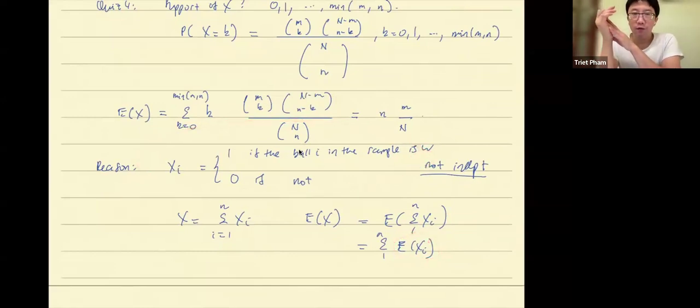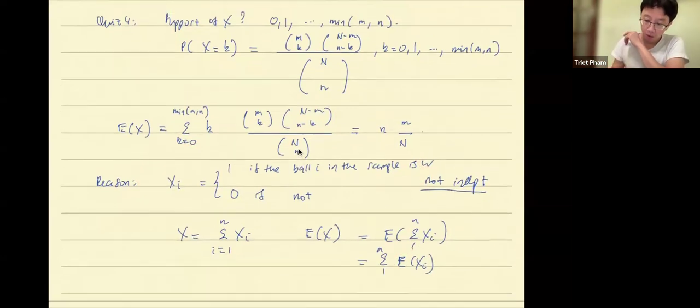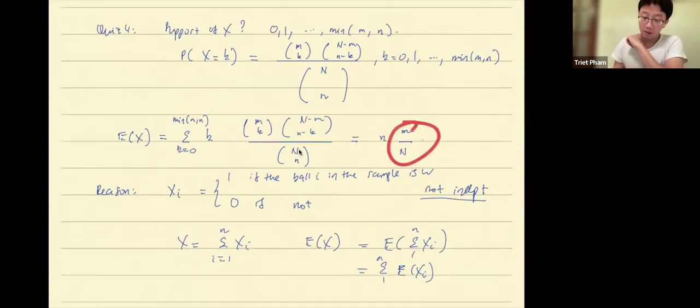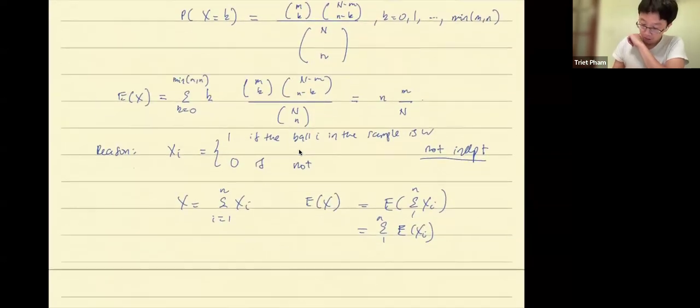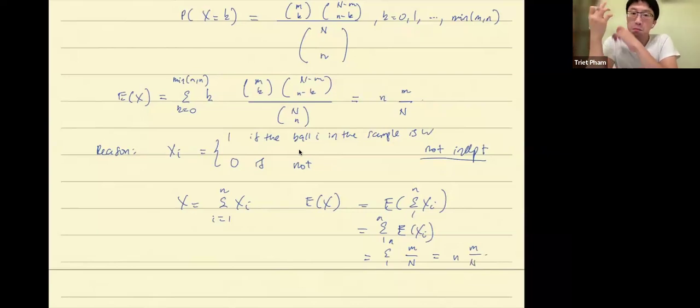All right. And then from the point of view of the ball i, it will be white with probability m over n. Okay, that's it. And the little n of this, so this n, m over n. That's it. That's the argument. This is the argument by indicator function.